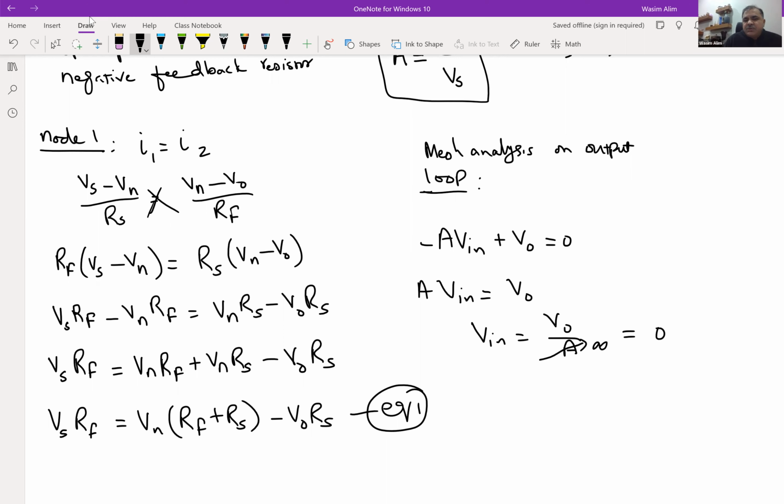If Vn is equal to 0, by the way, this is a separate analysis, then it can also be written in terms of the difference in voltages, which is Vp minus Vn.